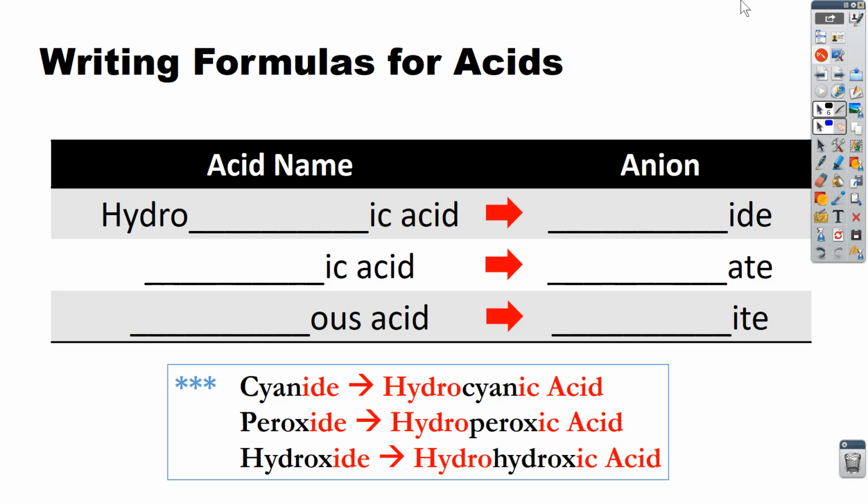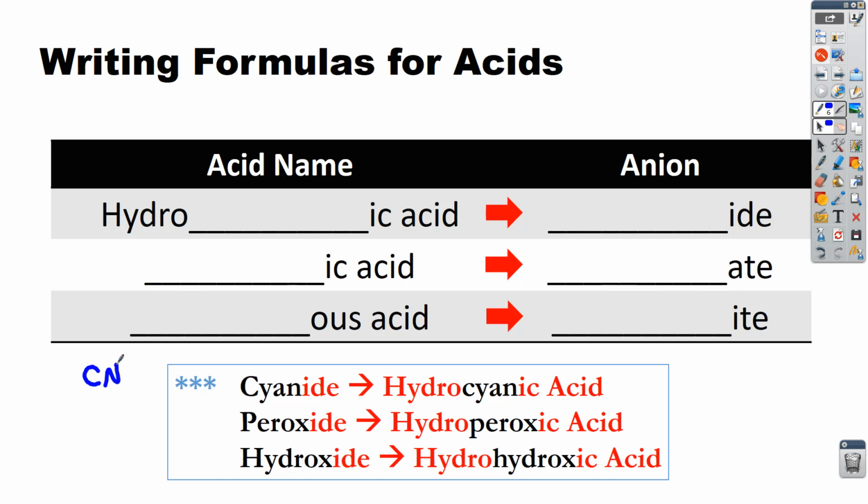So here are some important exceptions. Cyanide, note that cyanide is not a monatomic anion, it's a polyatomic anion, but we would change it to a hydro-ic acid. Same thing with peroxide and hydroxide. So there's your cyanide, there's your peroxide, and there's your hydroxide exceptions.